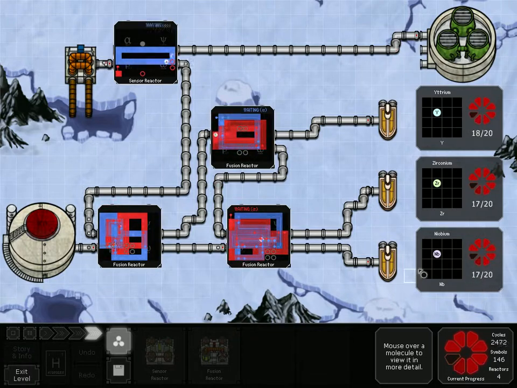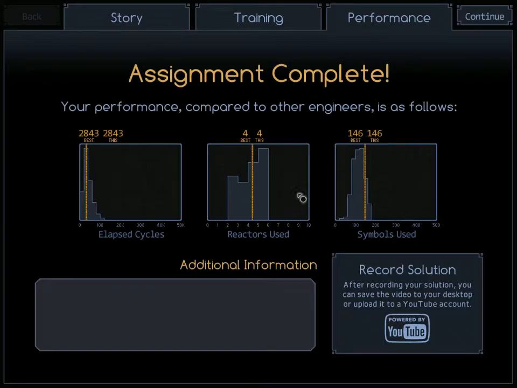So I don't think it was the most terribly efficient solution, but you can see I did pretty good on my lap cycle, it's only 2800, better than most. I only use four reactors instead of five, and my symbols used was a little high, but that's all right.